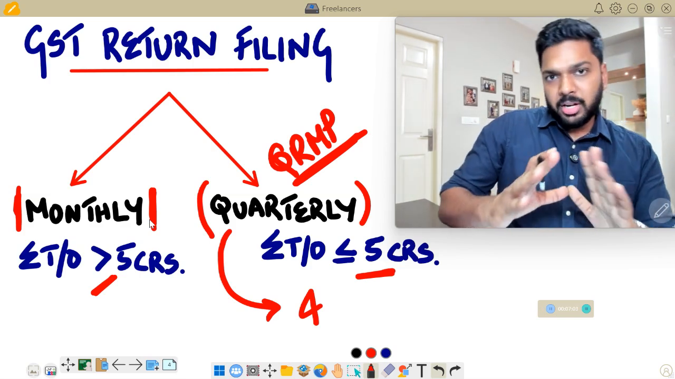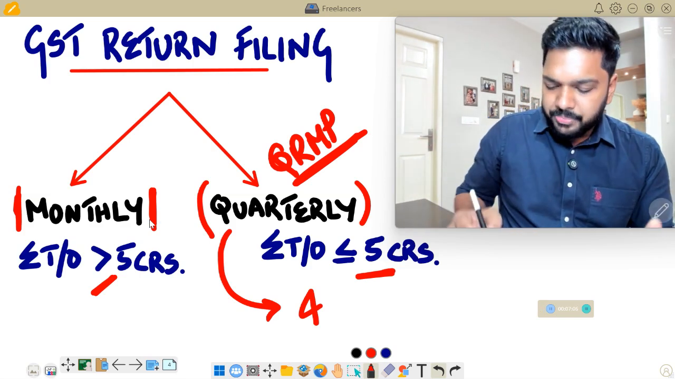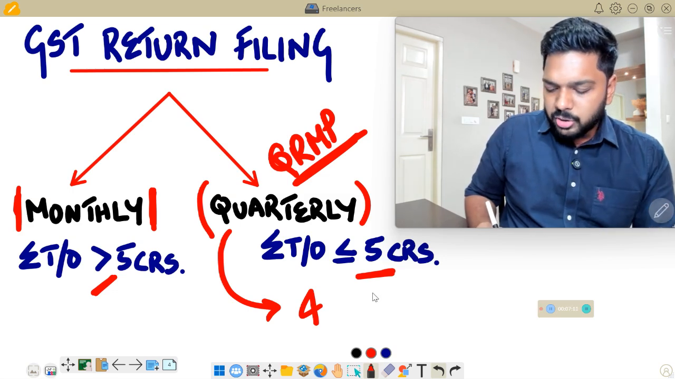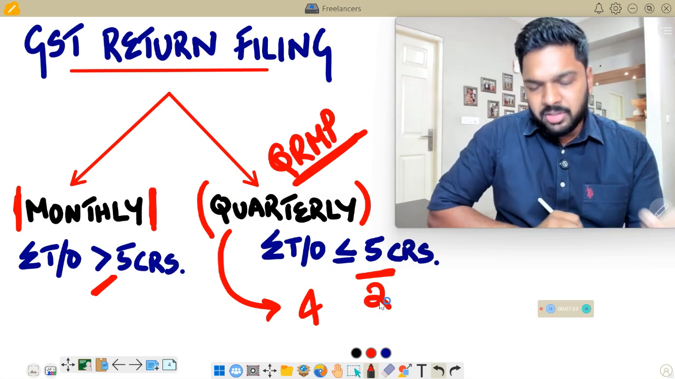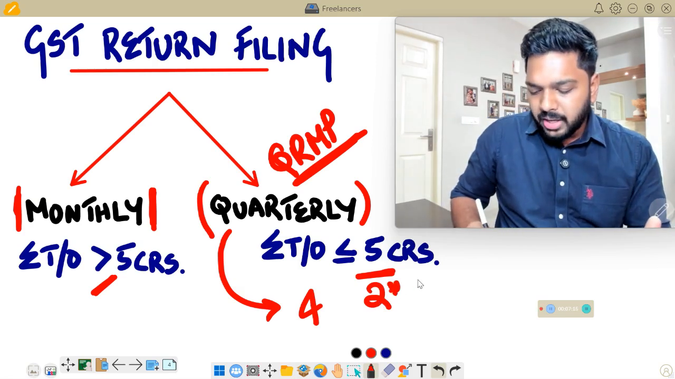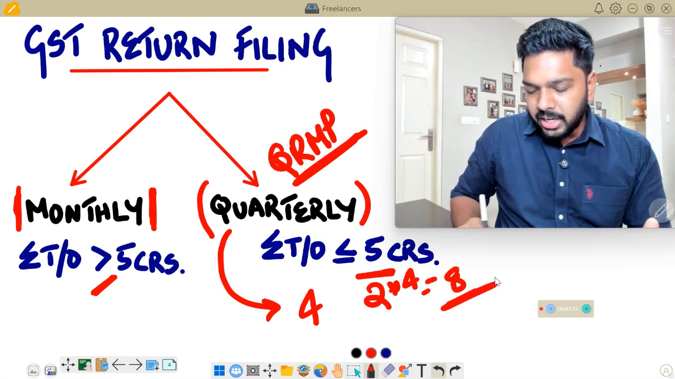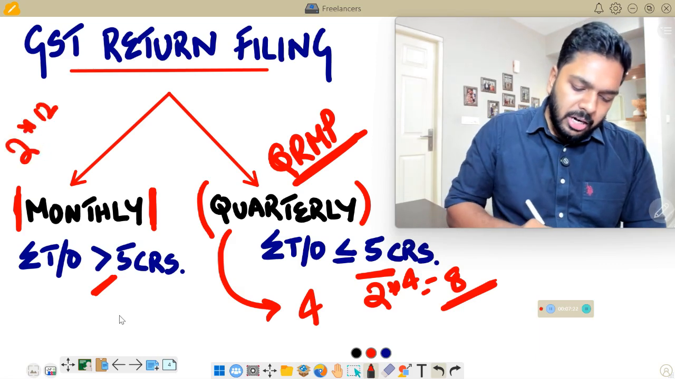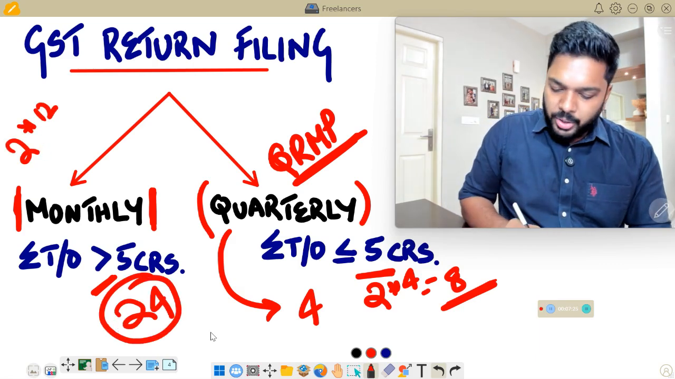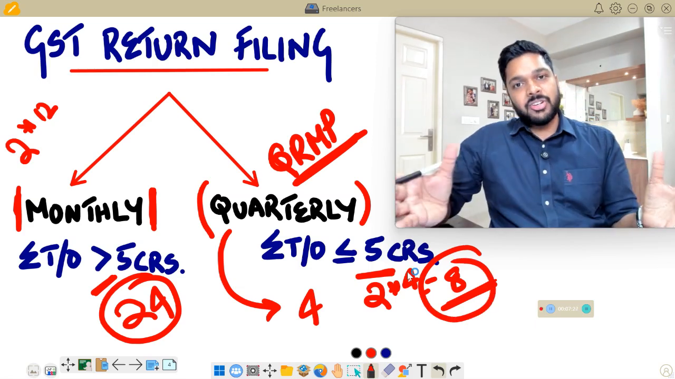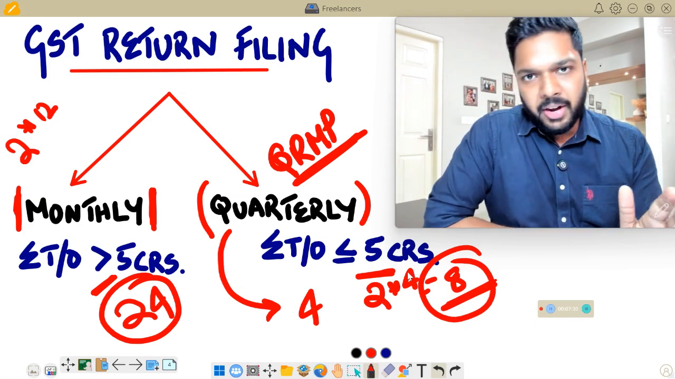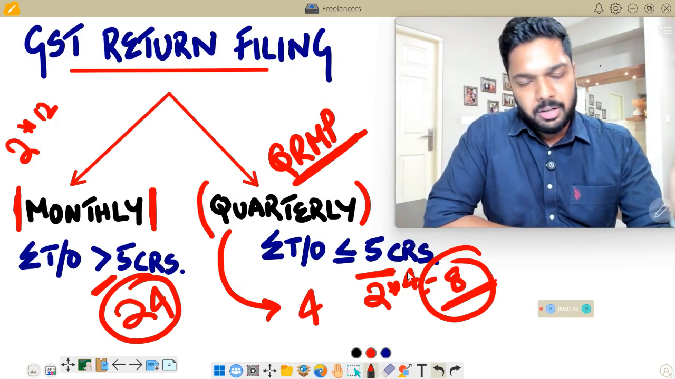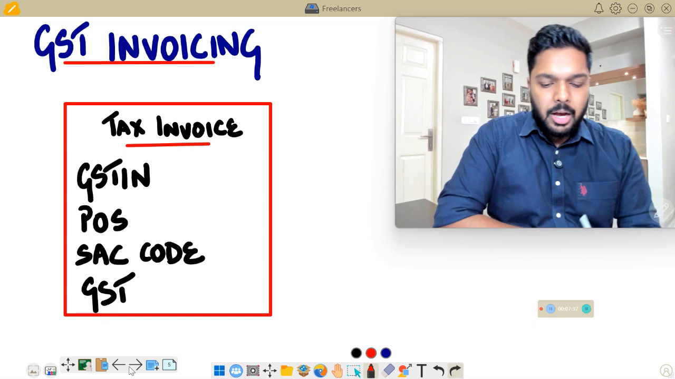So if you had been under the quarterly return monthly payment scheme, then you only end up filing 4 times. So two basic returns, GSTR-1 and 3B, into 4 is 8 returns in a year. Compared to monthly where you have to file 2 returns in a month, so into 12, 24 returns in a year. So 24 versus 8, that is a substantial change. If you go for a quarterly filing option, you have less compliance in terms of return filing than the monthly return filing option.